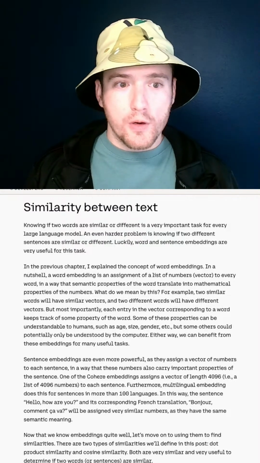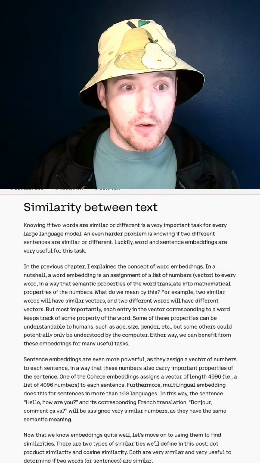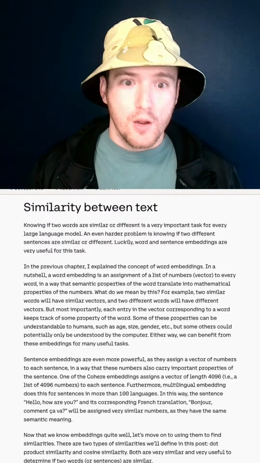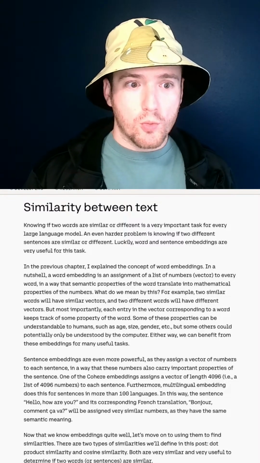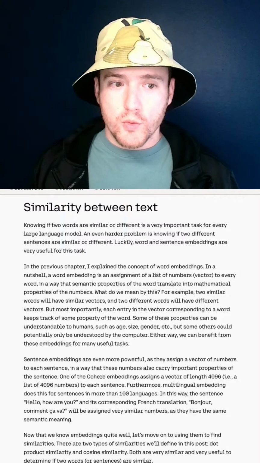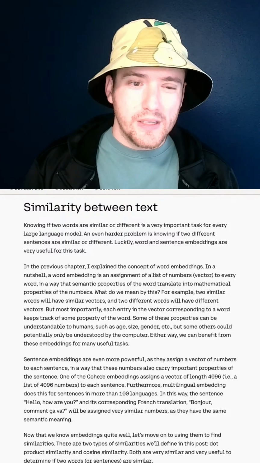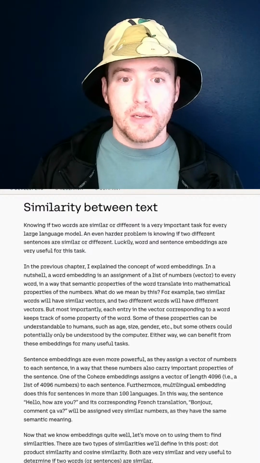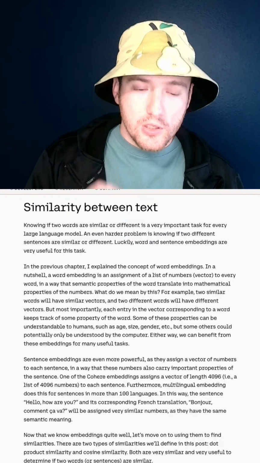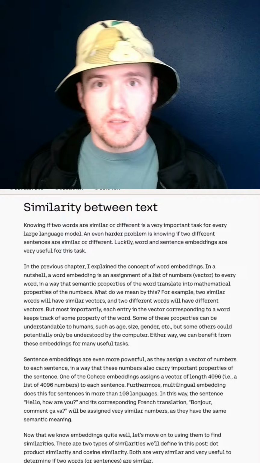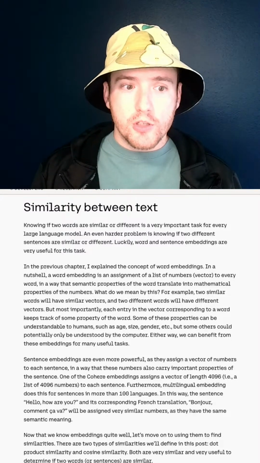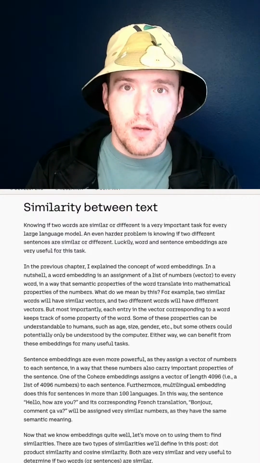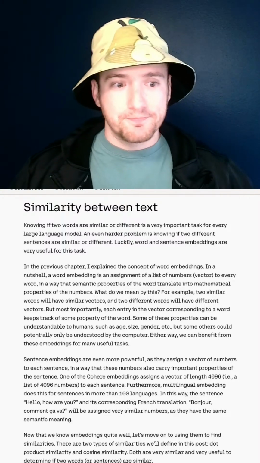In a nutshell, those word embeddings are a list of numbers to every word in a way that the semantic properties of the word translate into mathematical properties of the numbers. What do we mean by this? For example, two similar words will have similar vectors, and two different words will have different vectors, but most importantly, each entry in the vector corresponds to a word that keeps track of some property of the word. Some of these properties can be understandable to humans, such as age, size, gender, but some others could potentially also only be understood by the computer. Either way, we can benefit from these embeddings immensely for many useful tasks.